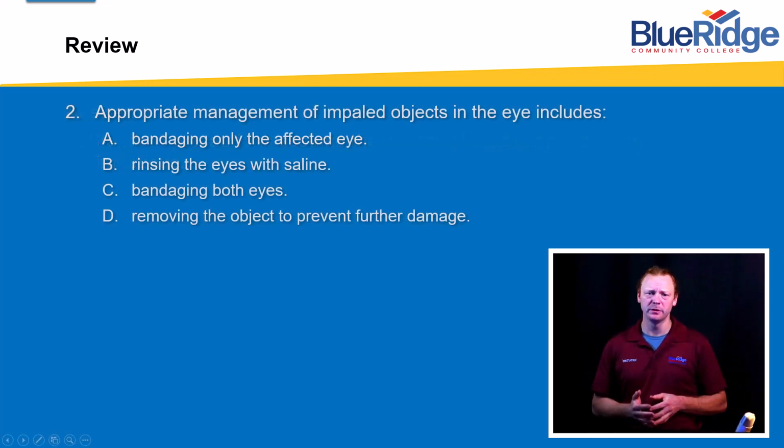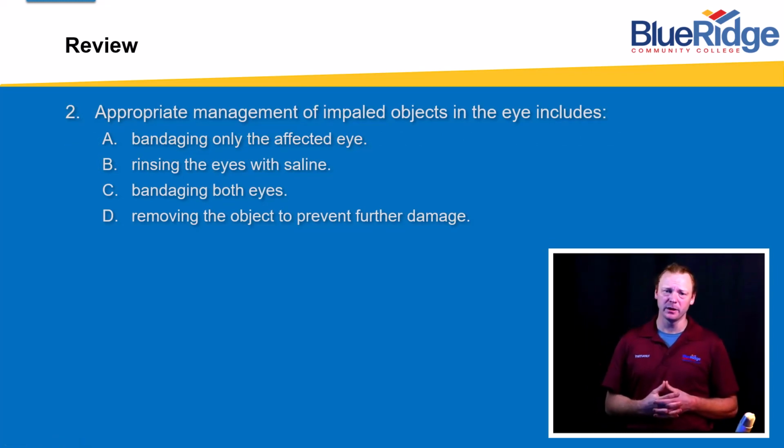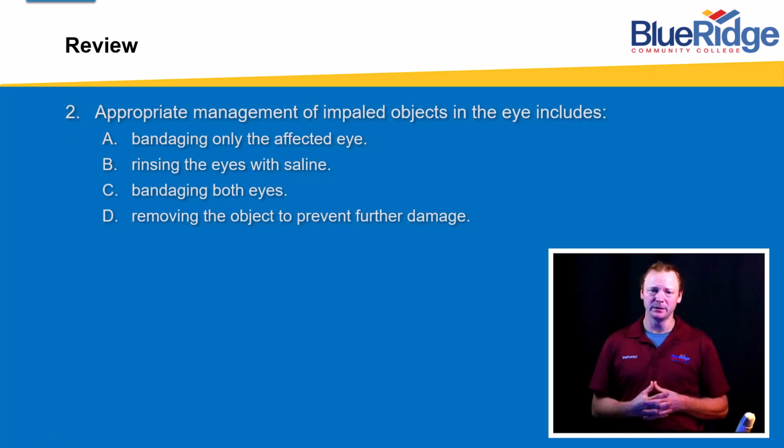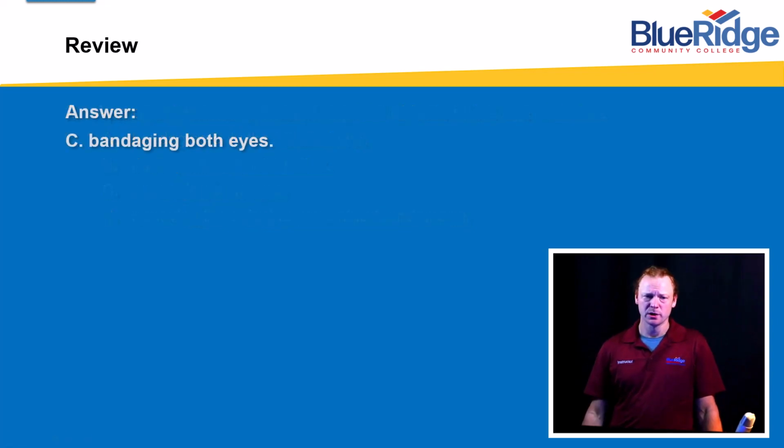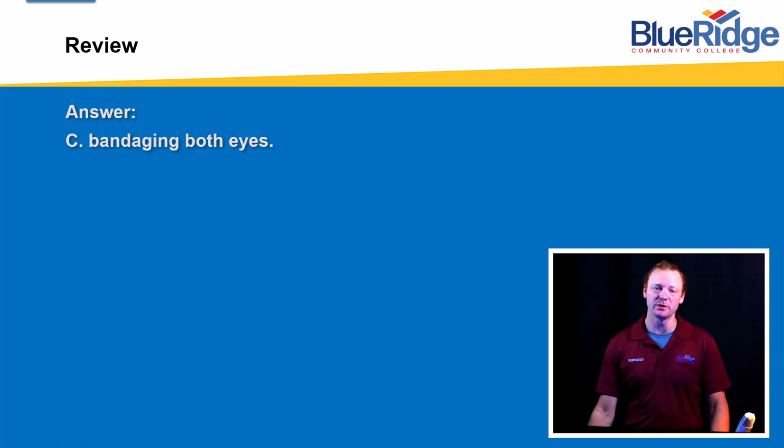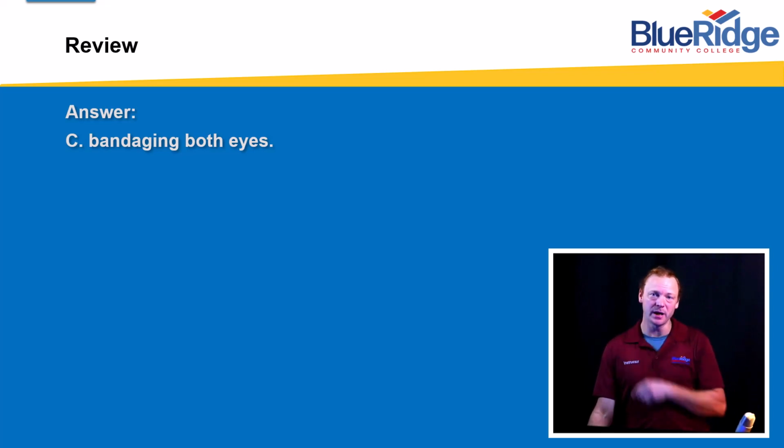Number 2, the appropriate management of an impaled object in the eye includes which of the following? The answer is bandaging both eyes. Bandaging both eyes prevents the movement of the uninjured eye to look around and see what's going on, which the injured eye would want to follow.